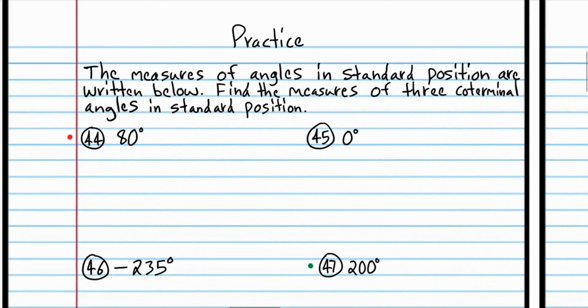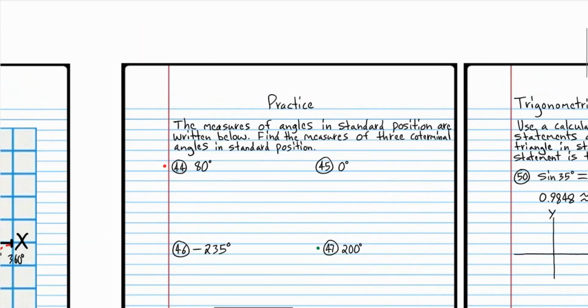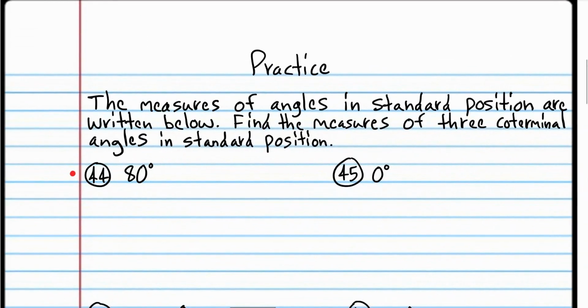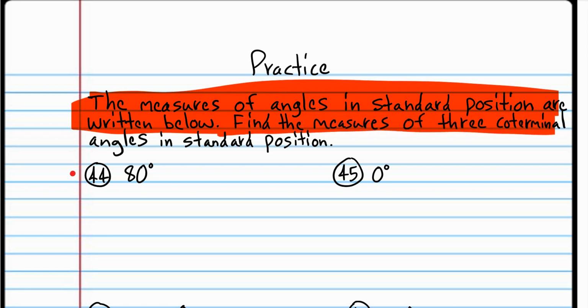So now let's just do a little practice with this. You're going to find that this is very easy. Most of what you do in the trigonometry curriculum is pretty easy. It's not going to be that difficult. It looks very difficult, but it's really not. So it says here, the measures of angles in standard position are written below. Find the measures of 3 coterminal angles in standard position.